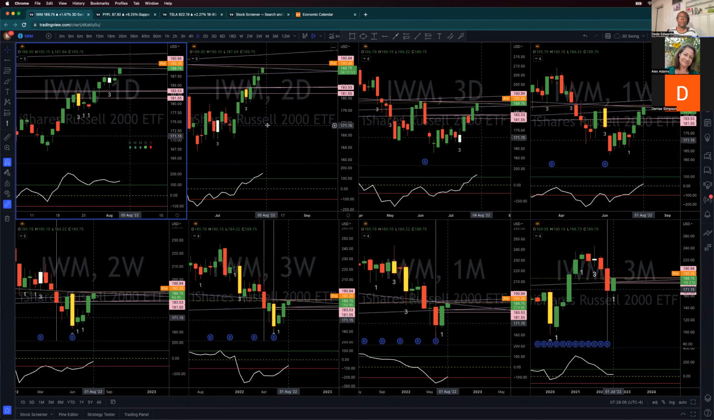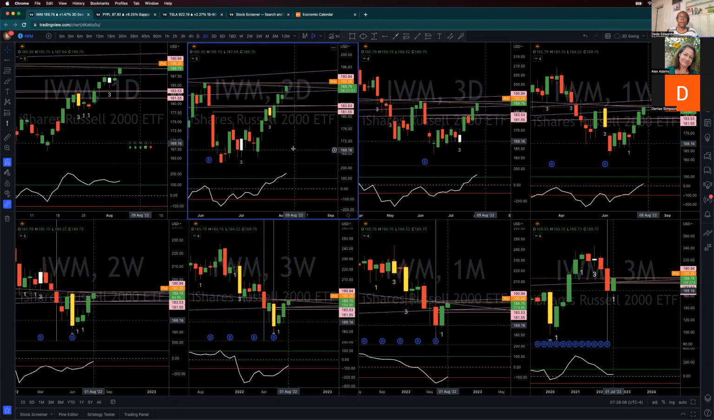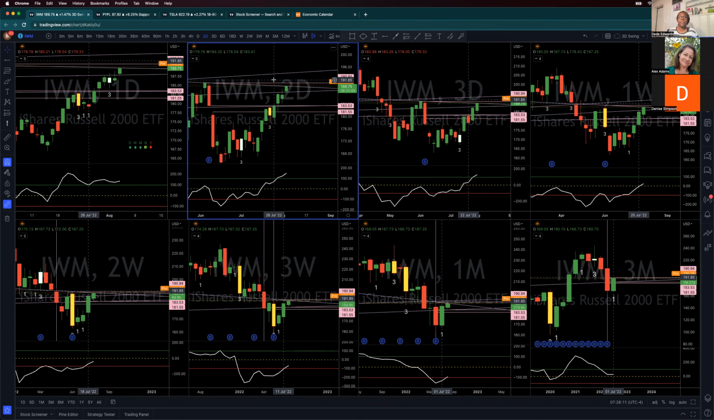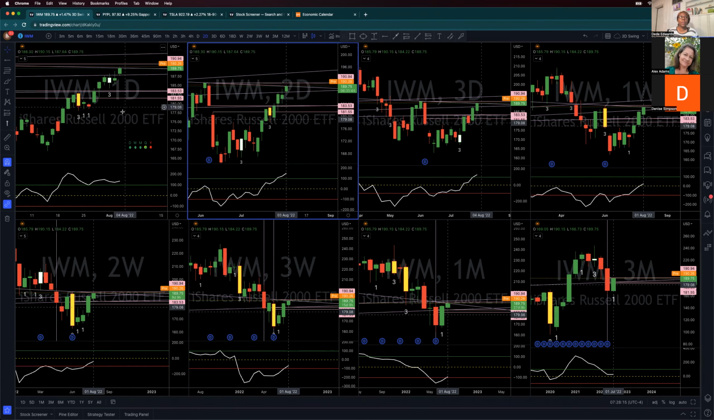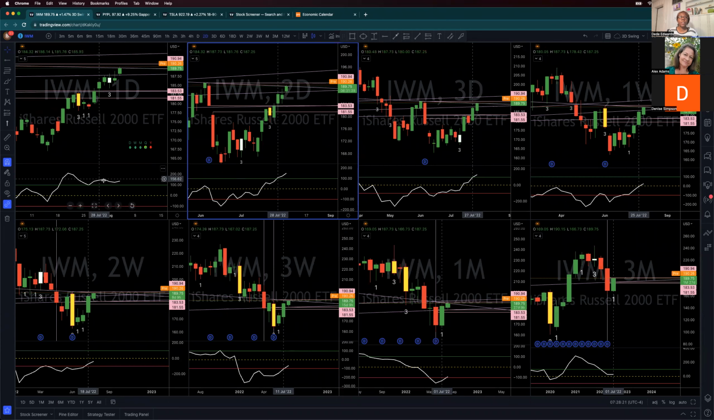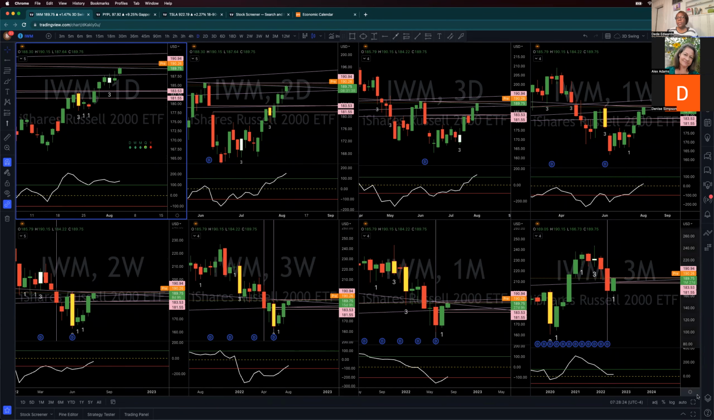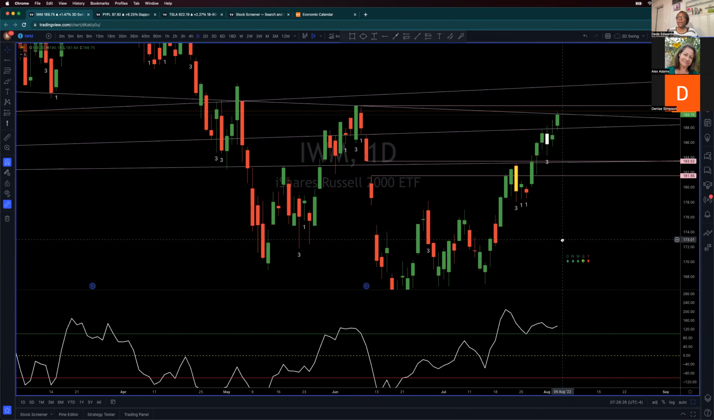Let's look at our Russell. Again, very similar. It went outside, two up, two up, two up. I mean, outside on the day, two up. Was looking for maybe yesterday. Let's see if it trades above here. Again, not a new high. Did not happen.